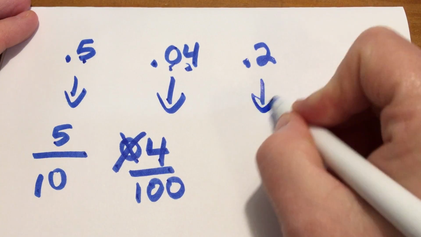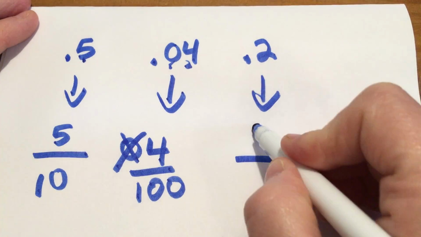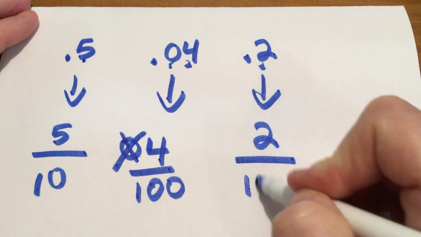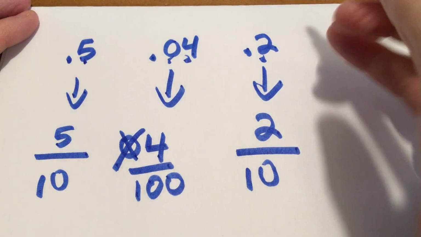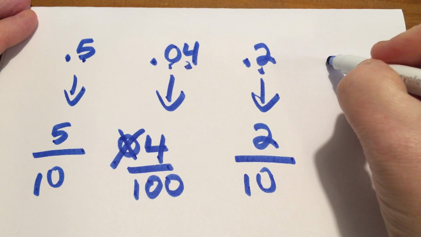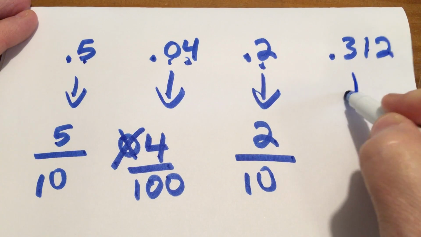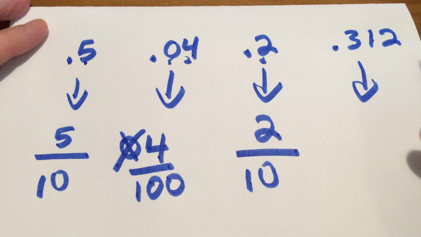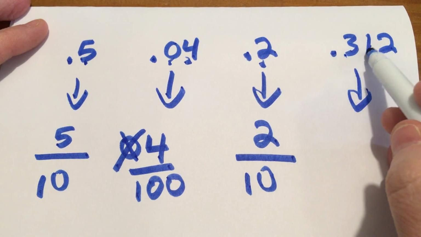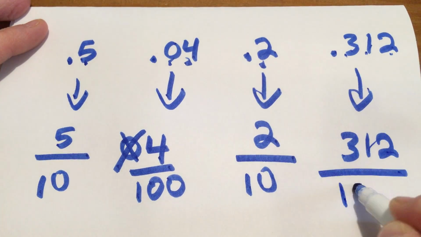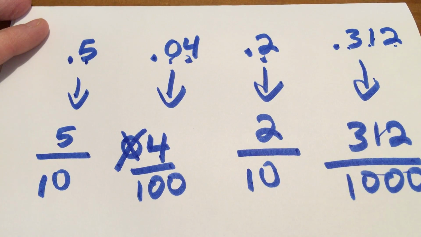0.2. It's going to be 2, and what's the place value? Tenths. So it's going to be 2 tenths. 0.312. Tenths, hundredths, thousandths. So it would be 312 over 1,000. That's how you change a decimal to a fraction.